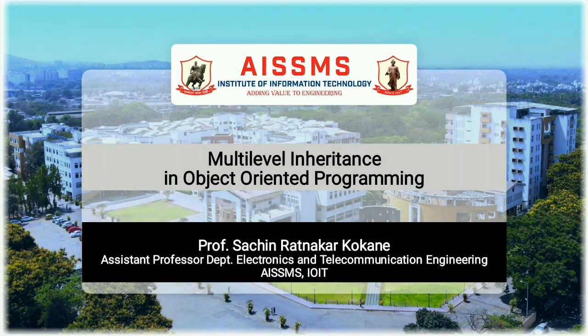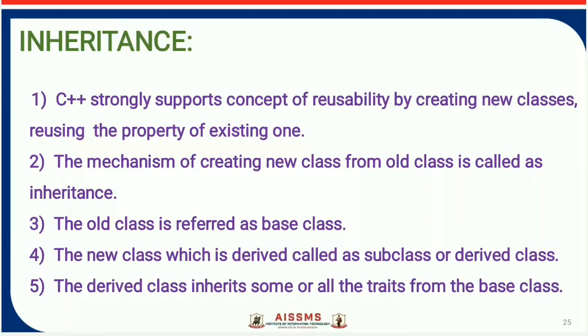Today we will cover multi-level inheritance in object-oriented programming. So let us see what is inheritance first. In inheritance, C++ strongly supports the concept of reusability by creating new classes, reusing the property of existing ones. It means that if we already have an existing class, from that existing class we are going to create a new class. That is reusing the existing property.